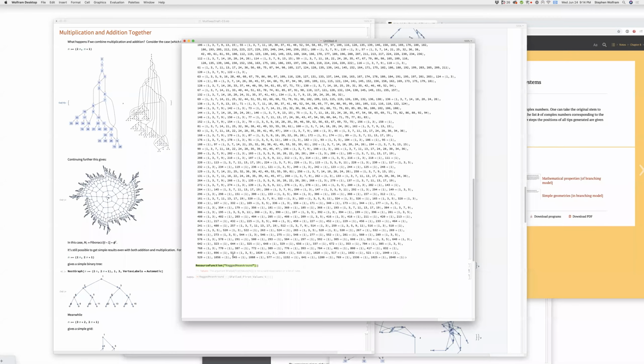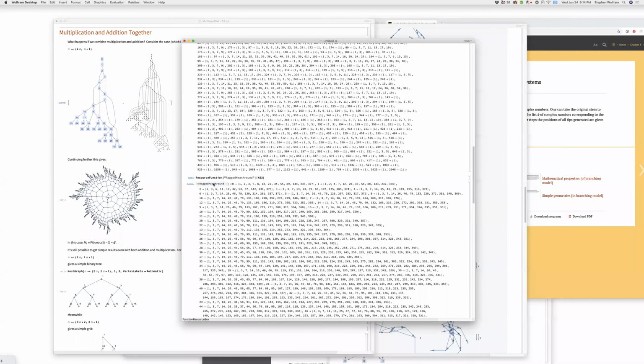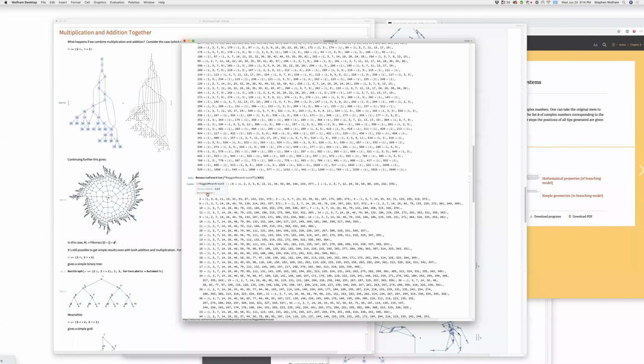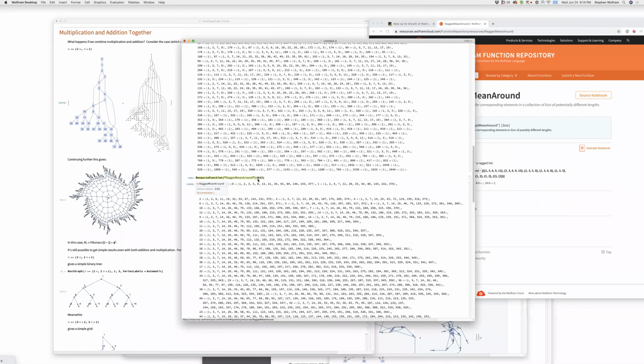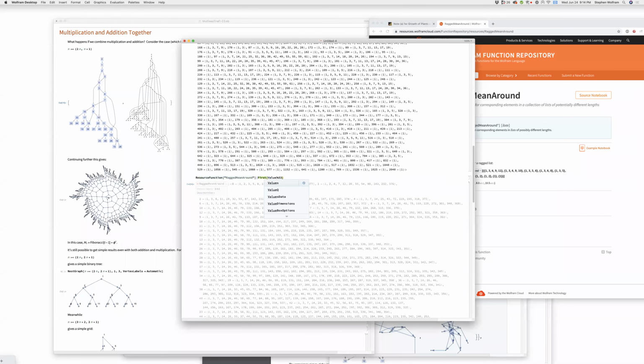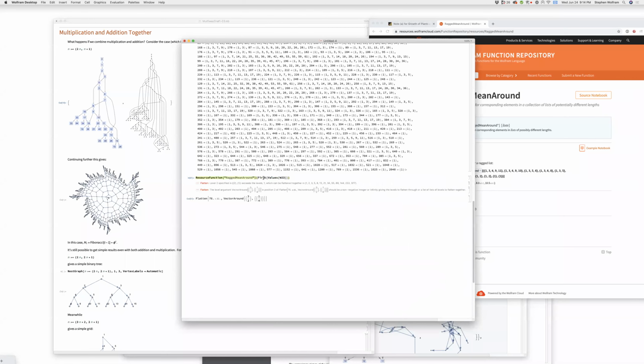Okay, this is something very useful that just got posted on the chat. I think I need to look at the documentation for ragged mean around. Oh, okay. What did I do wrong here? Oh, I just need to say that. Okay, hopefully I'm going to get this in a moment. There we go.